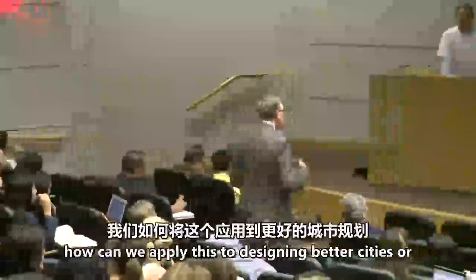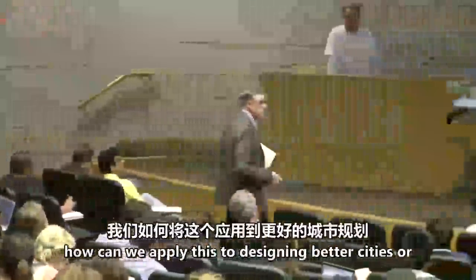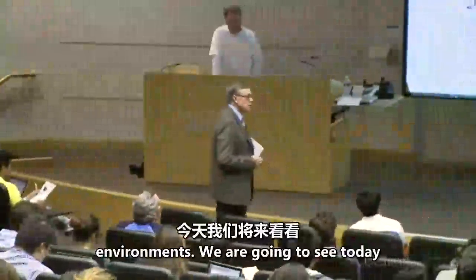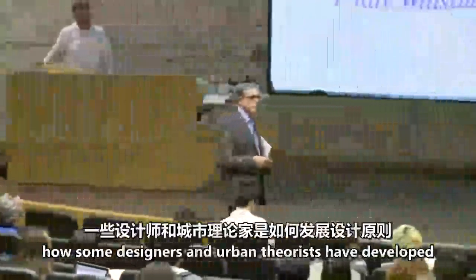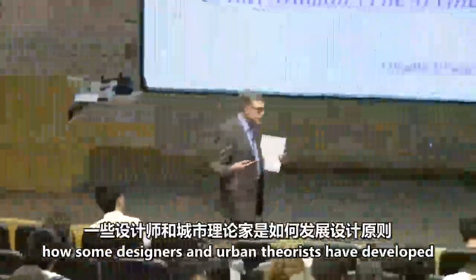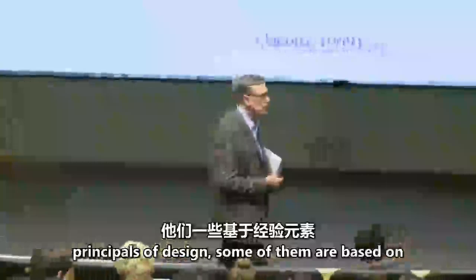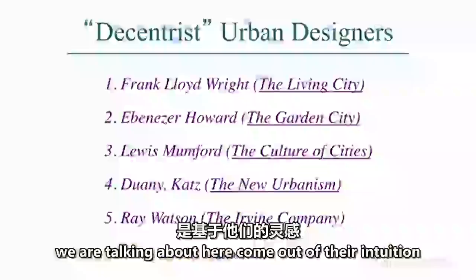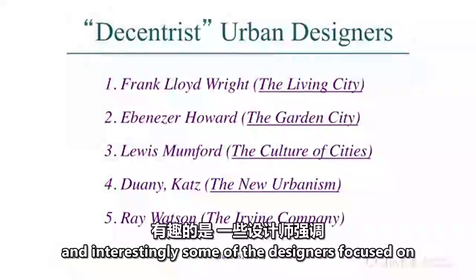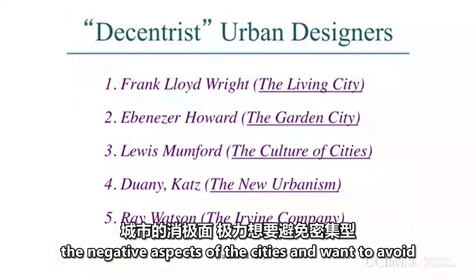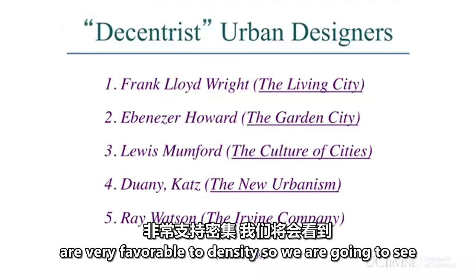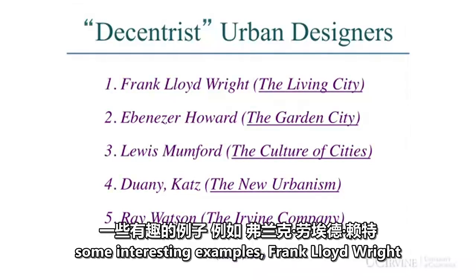And now the question is, how can we apply these to designing better cities or designing better classrooms or other kinds of environments? So we're going to see today how some designers and urban theorists have developed principles of design. Some of them are based on empirical evidence, but many of these designers come out of their intuition. And interestingly, some of the designers focus on the negative aspects of cities and want to avoid density at all costs. Another group of designers are very favorable to density. So we're going to see some interesting examples of that.